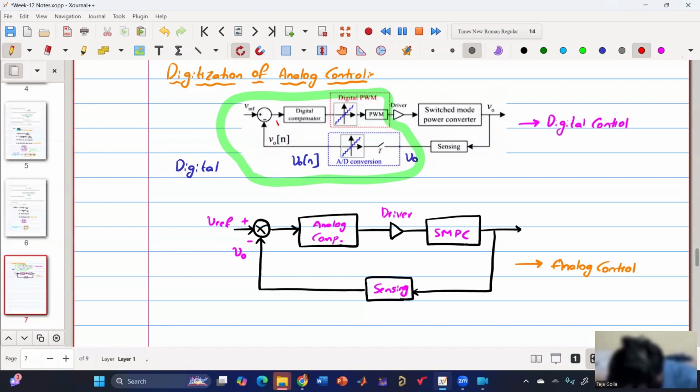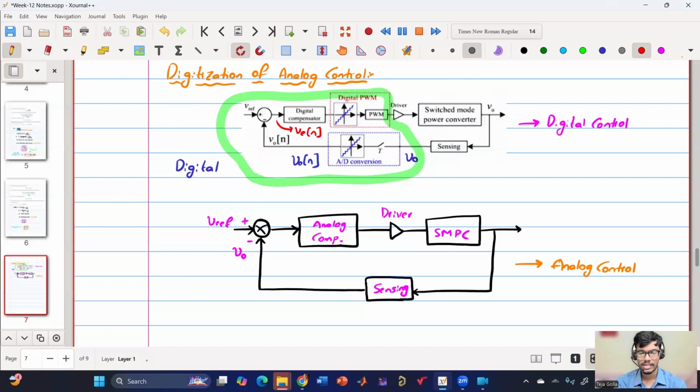So this is V error of N. And then now this is passed through a digital controller, because previously we had an analog controller. Now this is passed through a digital controller to get the digital control voltage. Previously we were getting analog control voltage. Now we are getting digital control voltage. So once you get the digital control voltage, it has to be used to generate a PWM signal. So instead of using analog PWM, we are using digital PWM.